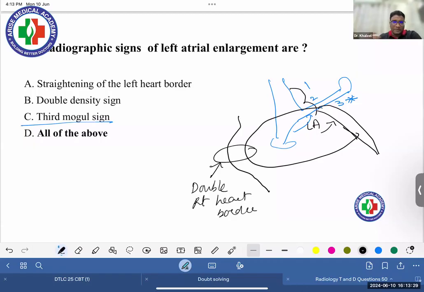So straightening of left heart border is the earliest finding. Elevation of left main bronchus, splaying of carina. Okay, right? You have a walking man sign. You have a double density sign, double right heart border. You have a third mogul on just X-ray. So the correct answer is all of the above.